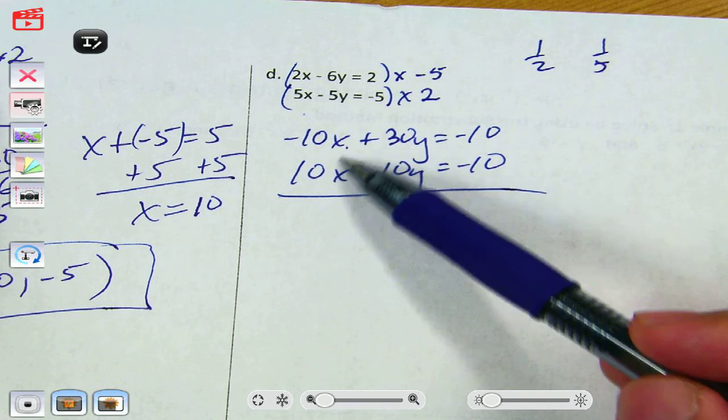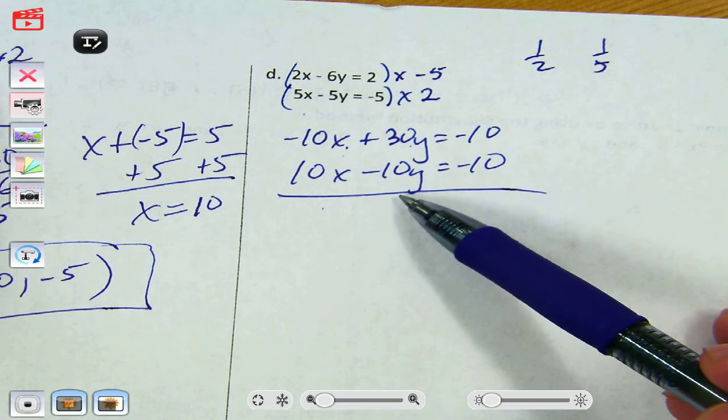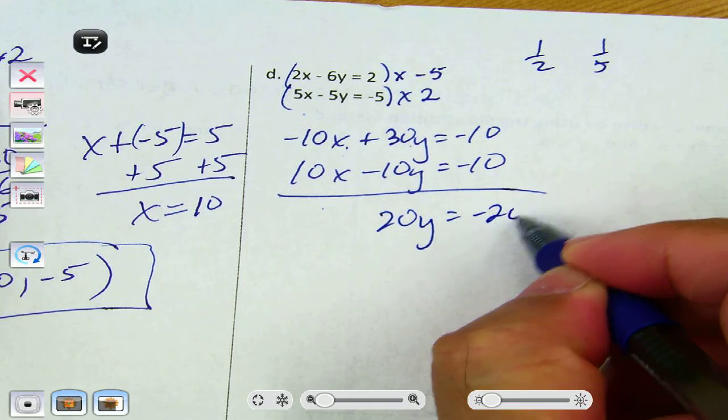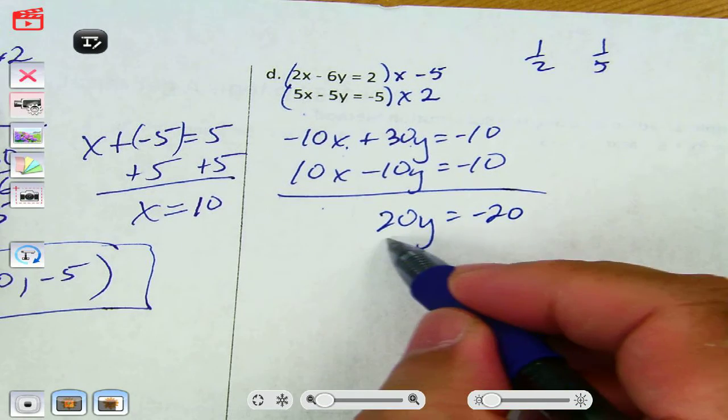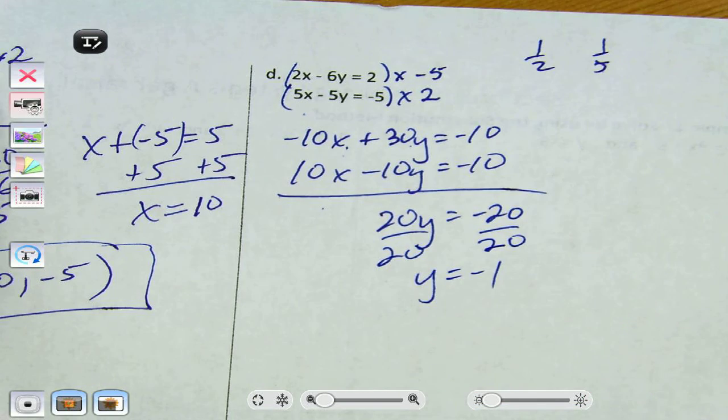Okay, so when you add the 10x's, negative 10x plus positive 10x, they cancel. 30 plus negative 10 is 20, so it's 20y equals negative 20. Divide by 20, get y equals negative 1.